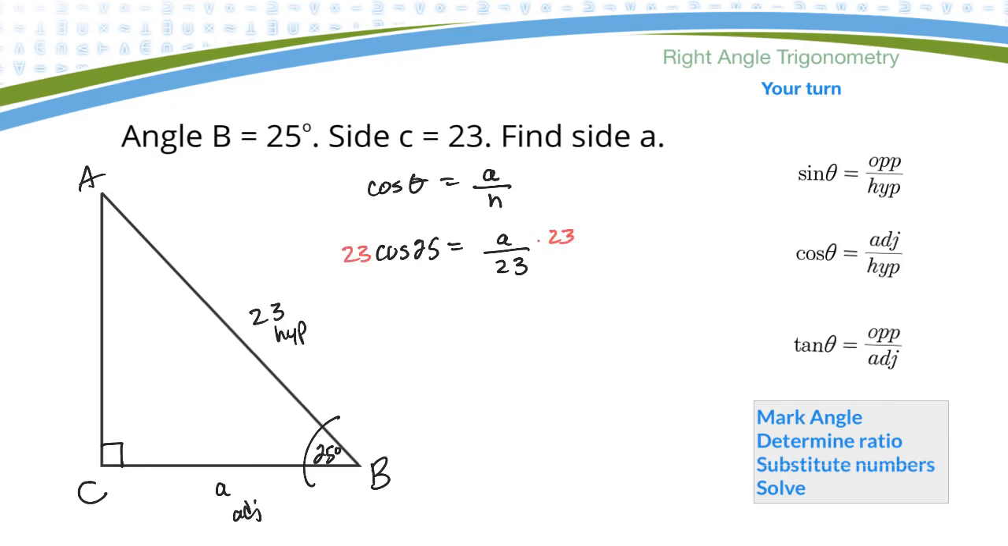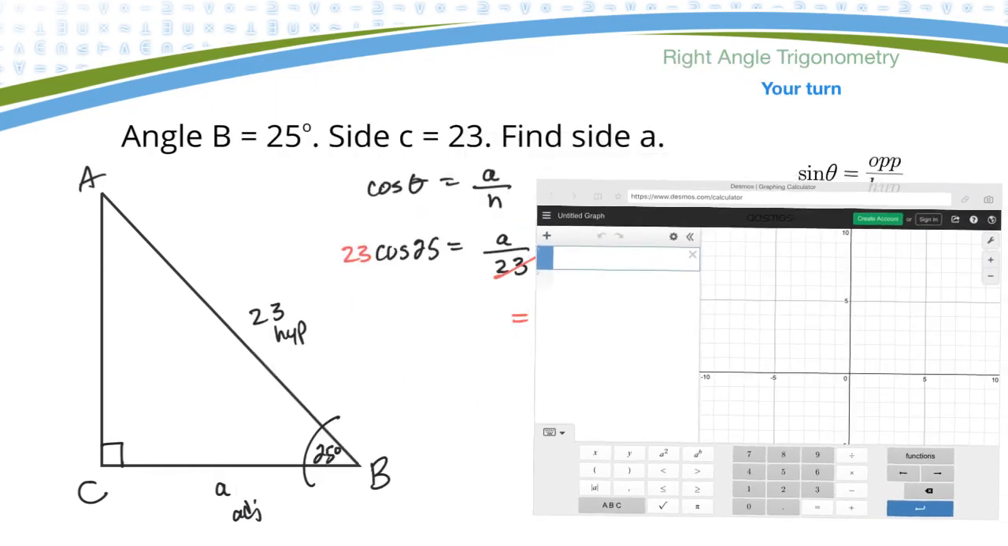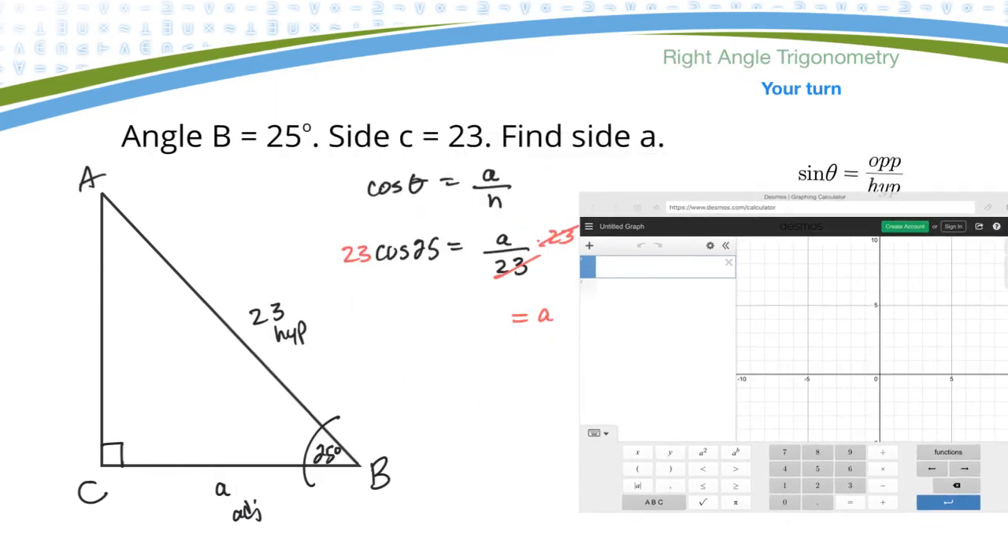And again, notice there's no getting rid of cos. I don't have to arc cos anything. So now I just have to go 23 times the cos of 25. Again, let's see what decimals will say with that one, just to make sure you're on the right track. Okay, so I have to go 23 cos 25.